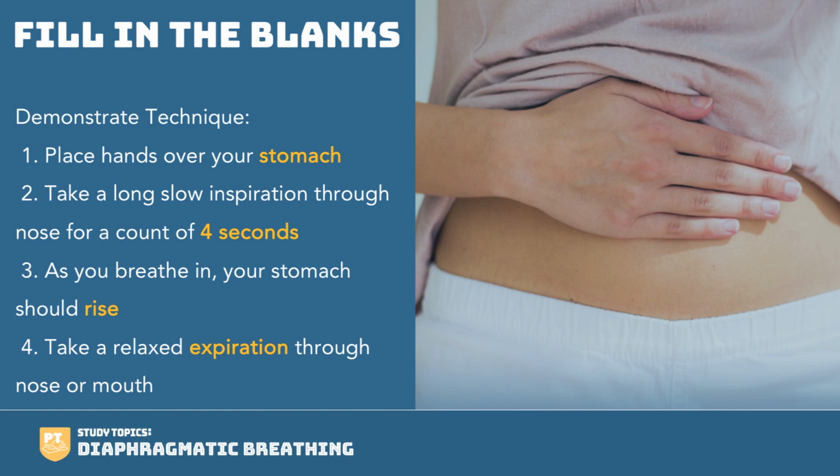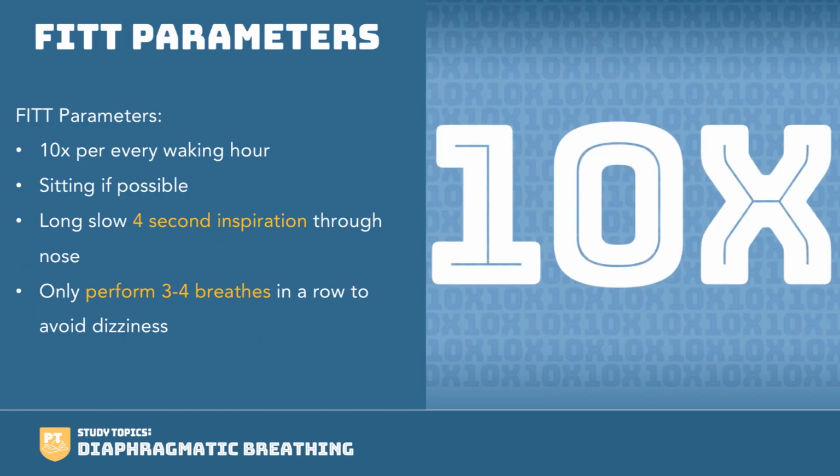The FITT parameters are super important here. What you want to do is do this 10 times for every waking hour. Sitting again, if possible, long, slow, 4-second inspiration through the nose, and only perform 3 to 4 breaths in a row to avoid dizziness.